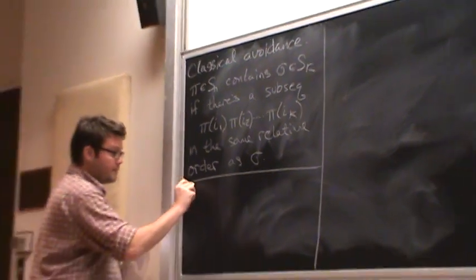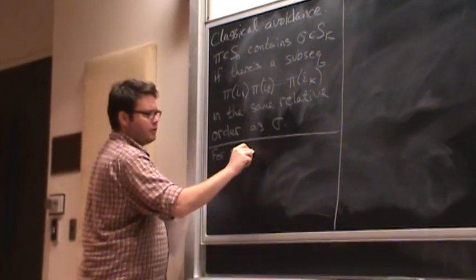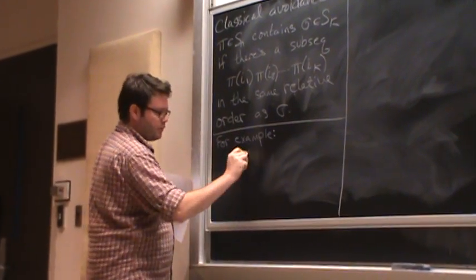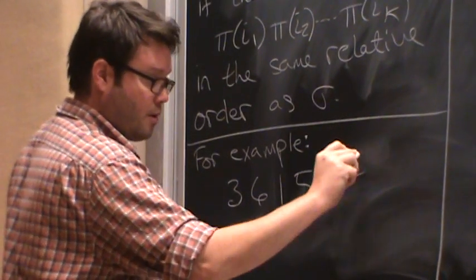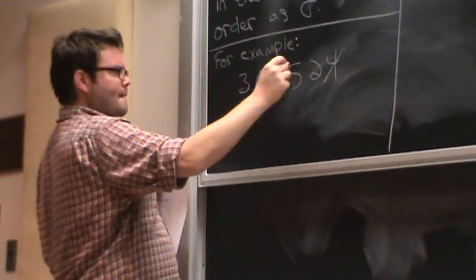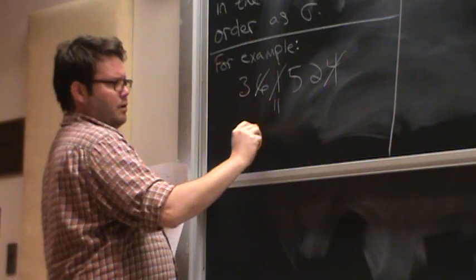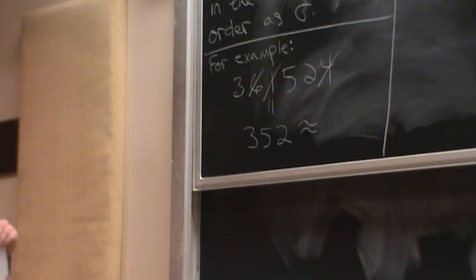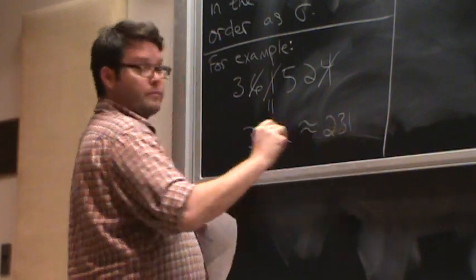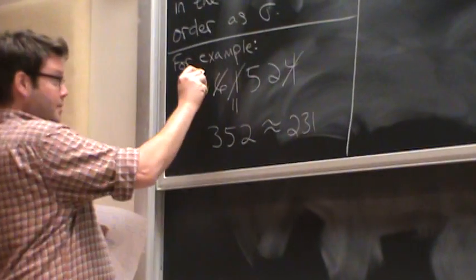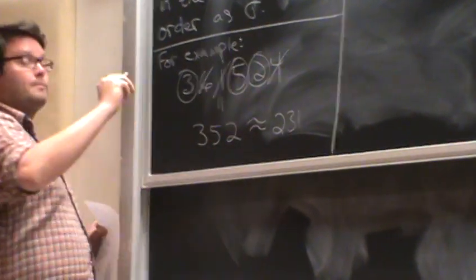The way I like to think about it is that going down in the permutation is deleting letters and relabeling. So let's just take a random permutation, 3, 6, 1, 5, 2, 4. If I delete some symbols from that, maybe the 1, the 4, and the 6, then that would be 3, 5, 2, which is in the same relative order as 2, 3, 1. So I'm saying that 2, 3, 1 is contained in this permutation. The containment is witnessed by the 3 and the 5. And that's it. I just want to be clear that this is the classical setting.